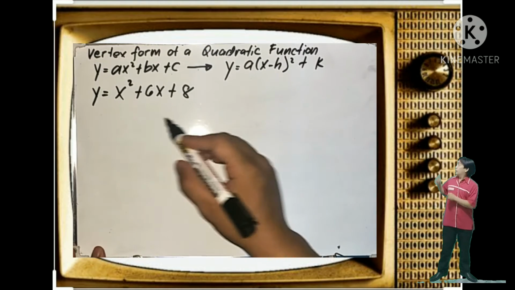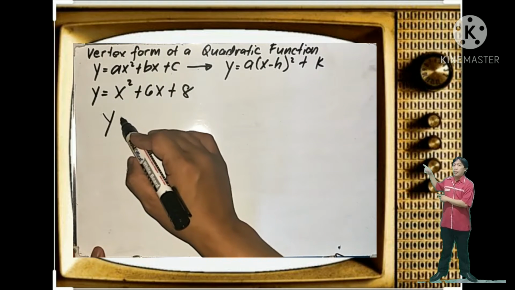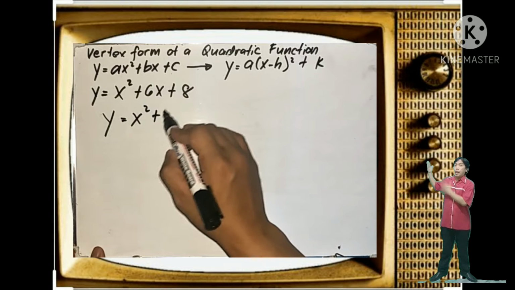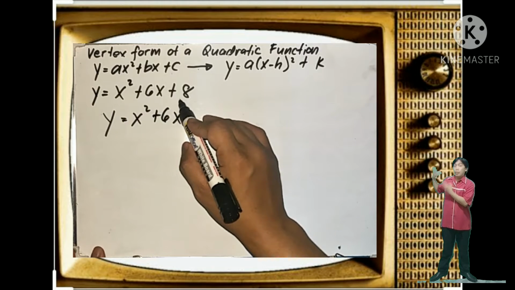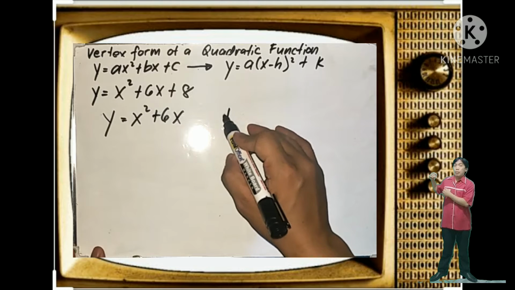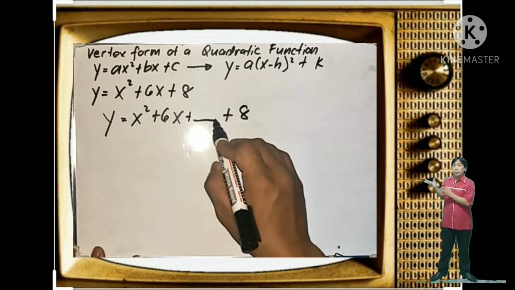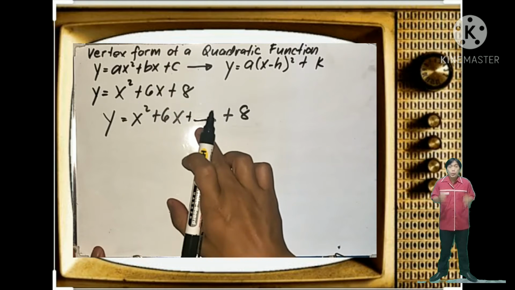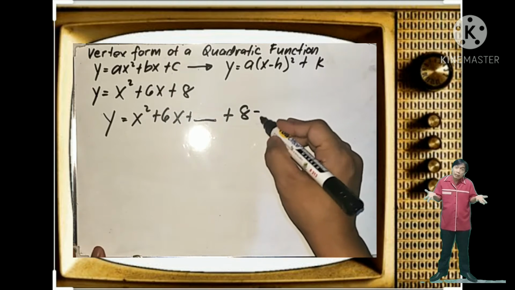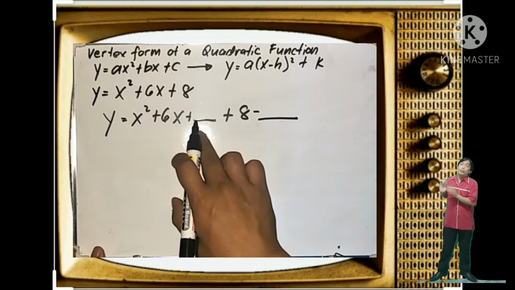So first, we have to move the last term. Here, let us move it to the right. So let's have a space here. Then we will now complete the square. Okay, so if we add something here, we should subtract something, the same way we add it here.